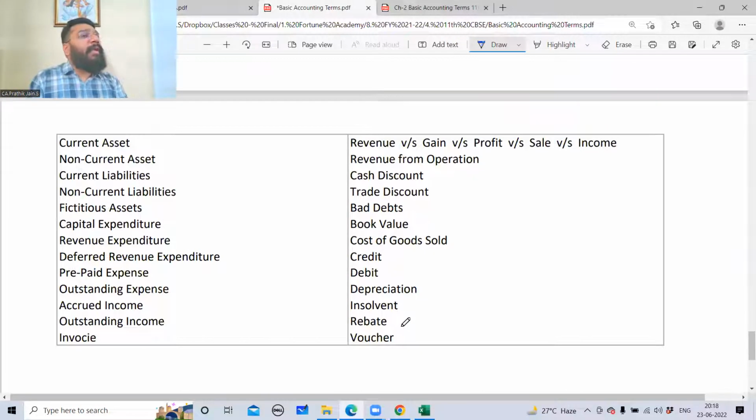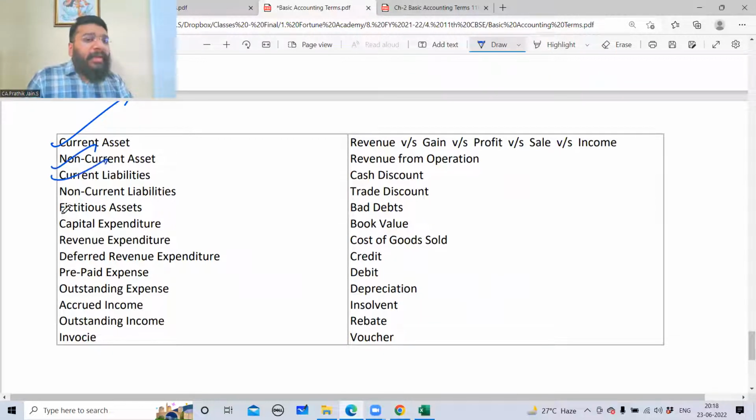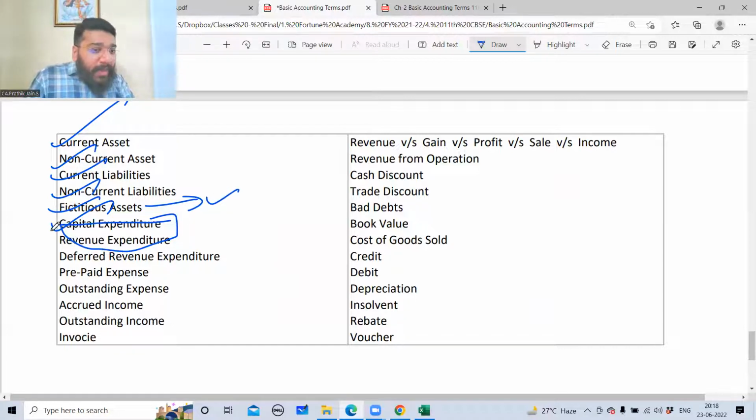So guys, we have only discussed very, very few terms pertaining to trading, P&L and balance sheet, or even accounting. There are many terms that we are yet to discuss. For example, what is a current asset? What is a non-current asset? What is a current liability, non-current liability, fictitious asset, capital expenditure, which we just had a glimpse of in the class. Capital expenditure and revenue expenditure are discussed in detail in some other chapter. Fictitious assets will get discussed in another chapter. That is capital, revenue, and deferred. These three will come together.